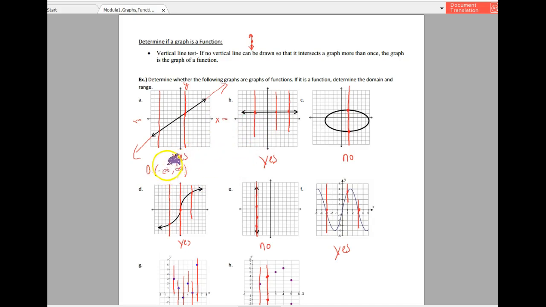And when we talk about sets, and this is called interval notation, I'm always going to use parentheses around infinity. Infinity is not a number, so it can never be included in a set. The range is going to be how far up and down. Again, if this graph continues forever in both directions, it's going to keep going up and down forever.